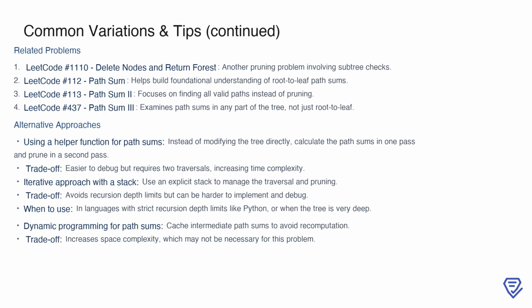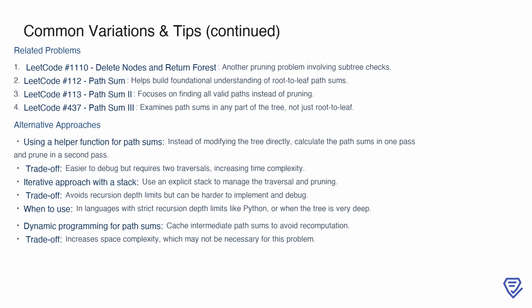Now let's connect this problem to related ones. For example, LeetCode number 1110, Delete Nodes and Return Forest, is another tree pruning problem that requires careful subtree checks. LeetCode number 112, Path Sum, is foundational for understanding root-to-leaf path sums, while LeetCode number 113, Path Sum 2, focuses on finding all valid paths instead of pruning. Finally, LeetCode number 437, Path Sum 3, examines path sums in any part of the tree, not just root-to-leaf paths.